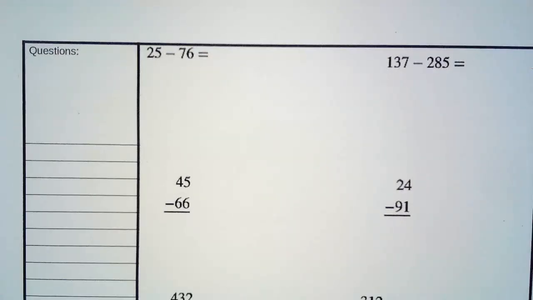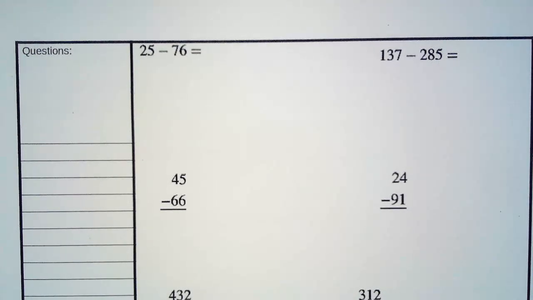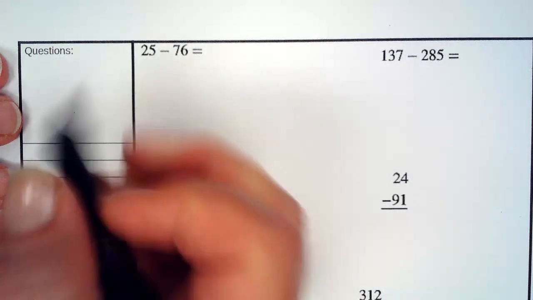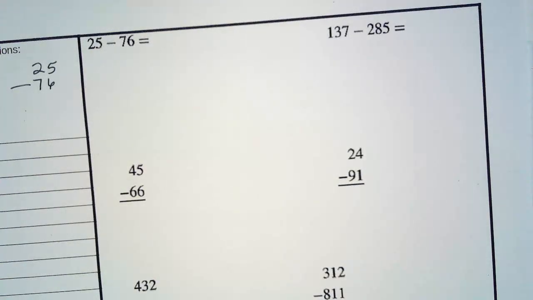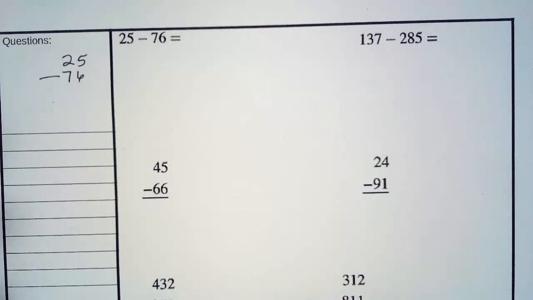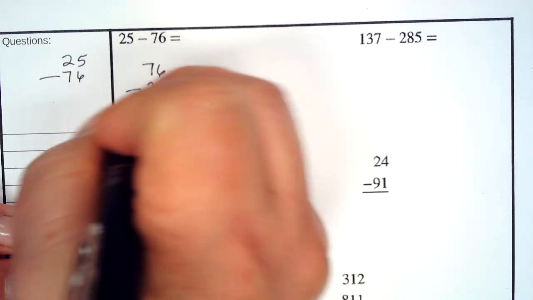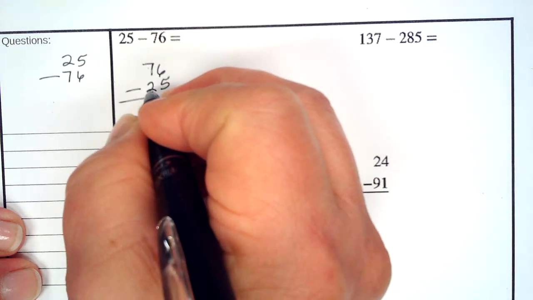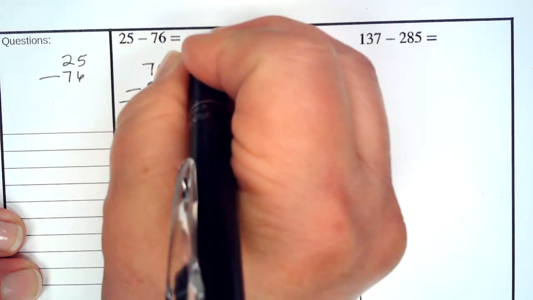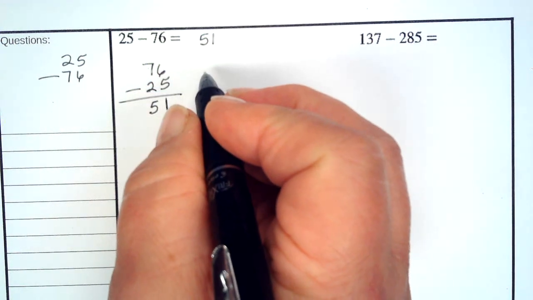Okay, so now we're not always going to have a number line, are we? So we have to learn how to deal with this. I want you to think, if I put 25 minus 76, it doesn't work out really well, does it? So what we're going to do, we're going to put 76 minus 25 this way. 6 minus 5 is 1, 7 minus 2 is 5. Okay, I know the answer is 51. They are 51 units past 0.